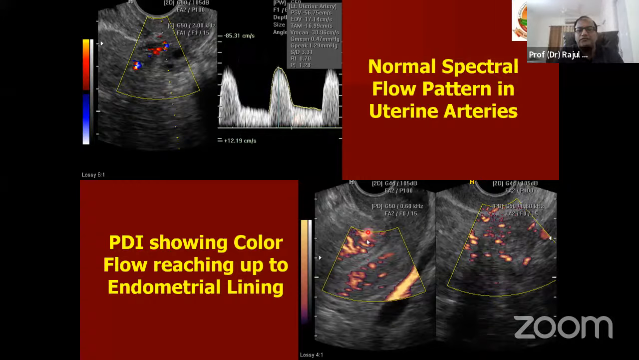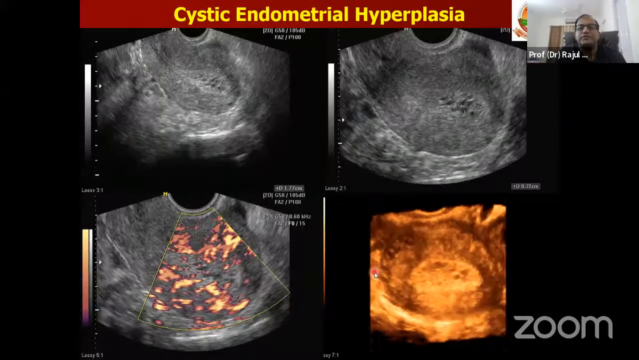In this case, we should also see the endometrial flow. Here we can see the vascularity reaching right up to the center of the endometrium. This is the best endometrium that is desirable when we are looking for the embryo transfer. Although it is said that even if the vascularity is reaching up to the inner two-thirds of the endometrium, it is considered to be optimal for the embryo transfer.